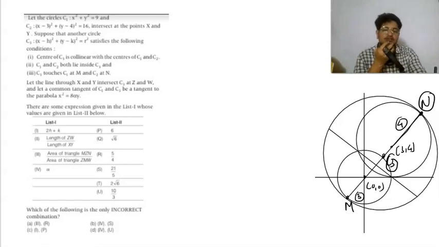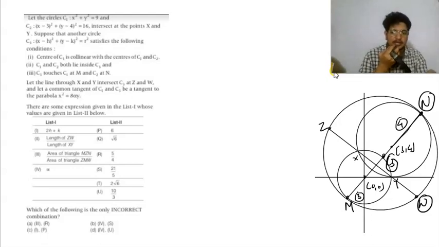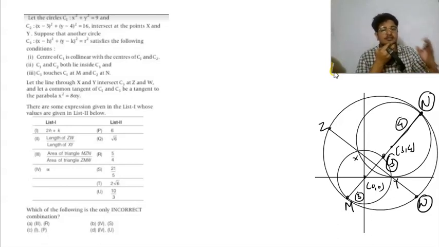Now it is also given that the line xy and intersect c3 at z and w, so it is given as xy and it is given as zw. There's one more thing given. In order to solve the last option in the list, we will describe that one also. So firstly we will go with this one, then after that we will go to that one.